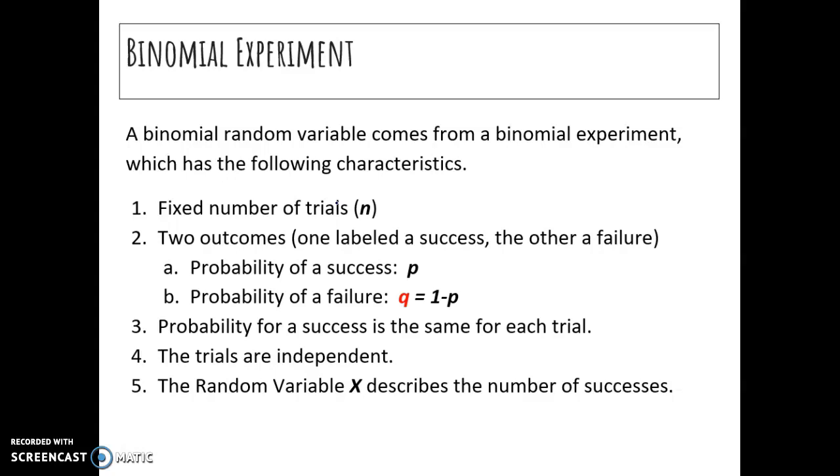Now, I do have a number 5 listed here. This is a characteristic, but it's not one of the 4 that we need to have met to be a binomial distribution. It just says that random variable x describes the number of successes. So x describes the number of successes. So if you pull out 10 M&Ms, and a success is drawing a blue M&M, you could have 0 successes, so no blues, or 1 blue, which is 1 success, or 2 blues, which is 2 successes, or 3 blues, 3 successes, all the way up to 10 blues, and that would be 10 successes.